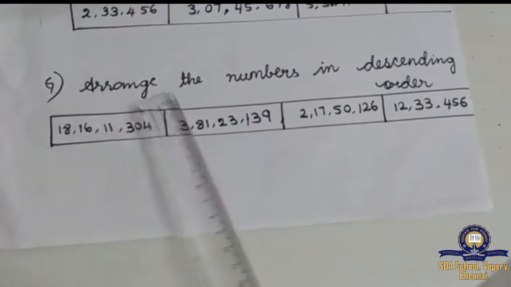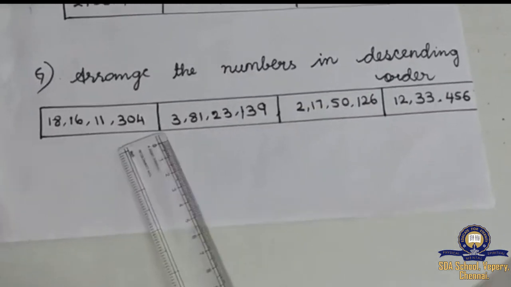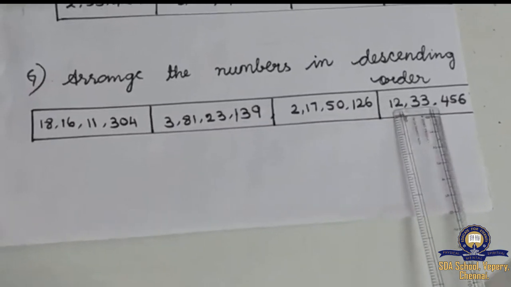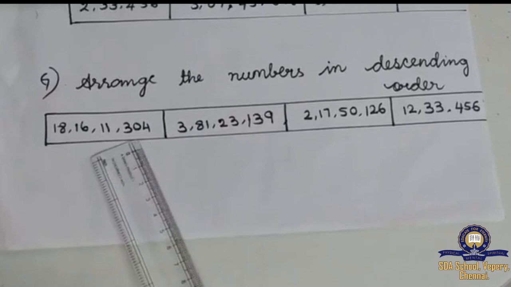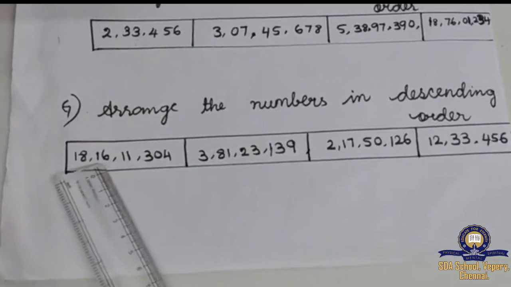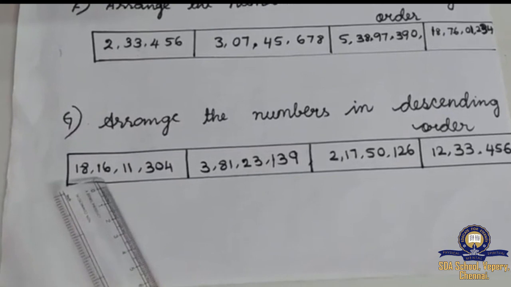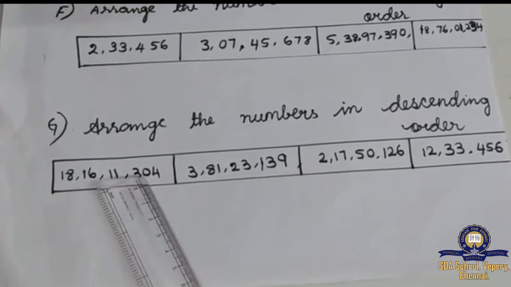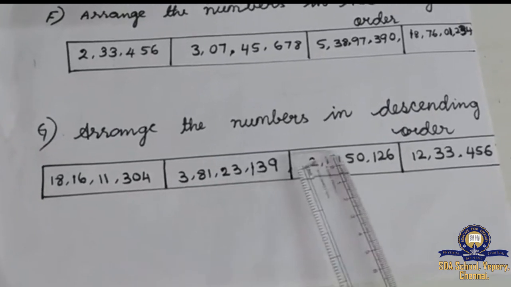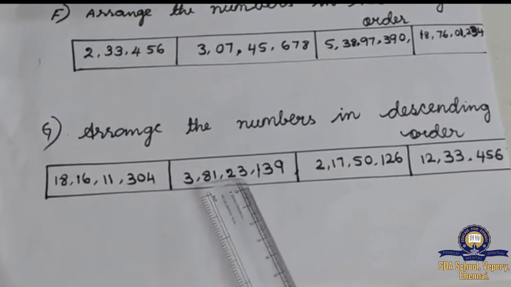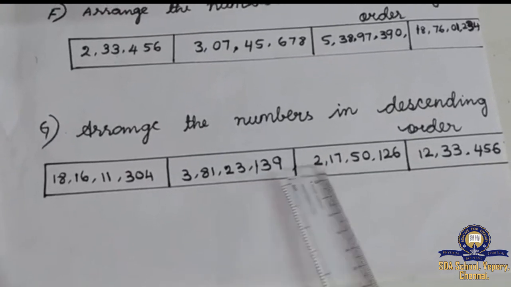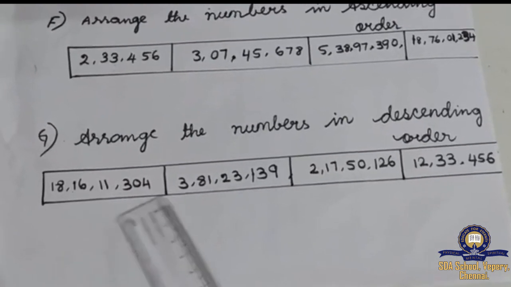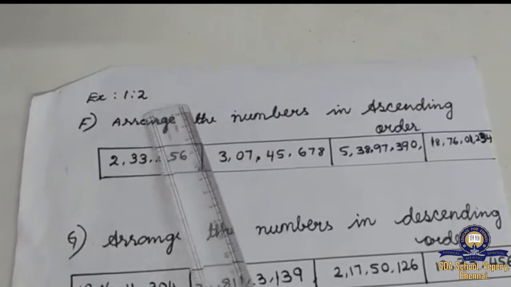Now section G, arrange the numbers in descending order. This we have to arrange from the greatest, the biggest number, to the smallest number. Likewise, from the given question, I have arranged. For example, this is the bigger number, 18 crores 16 lakhs 11,304. Likewise, we have to write from the bigger number, little bigger, then little smaller, then the smallest. The bigger number will always come first. So this is exercise 1.2.